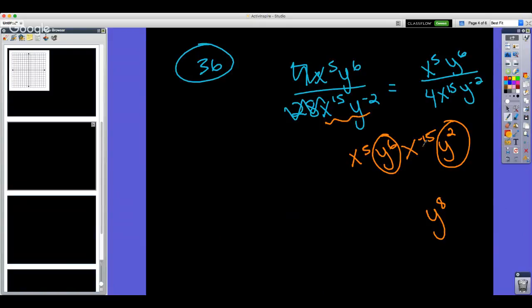x to the 5th times x to the negative 15th gets me... Good. And then we still have that 4 on the bottom, right? Okay. Now, if we want exponents positive, what do we do with x to the negative 10?